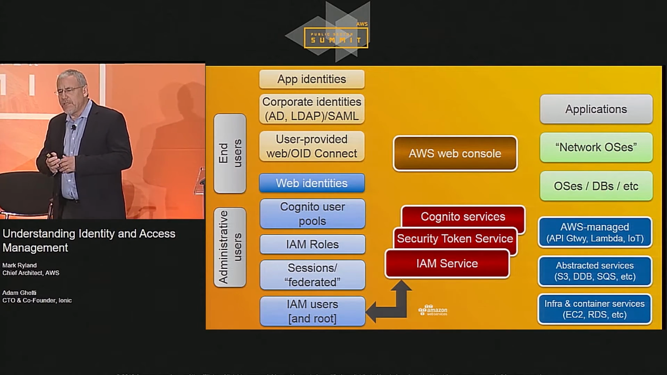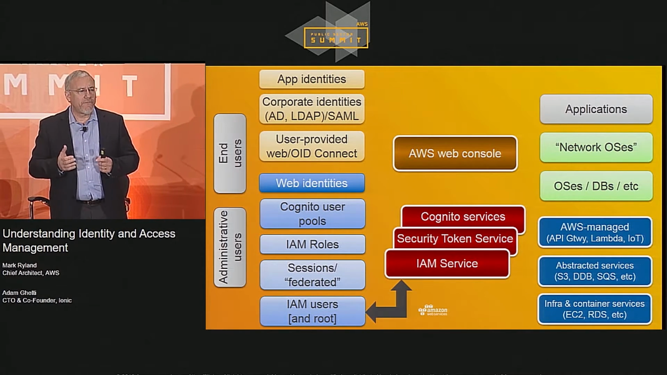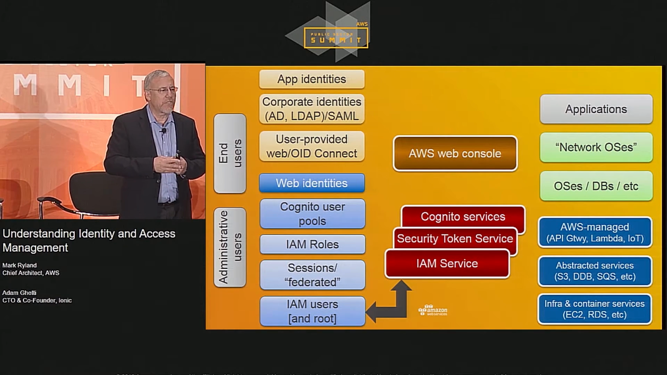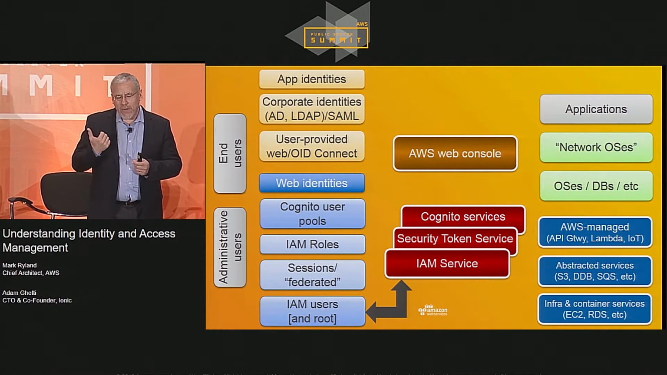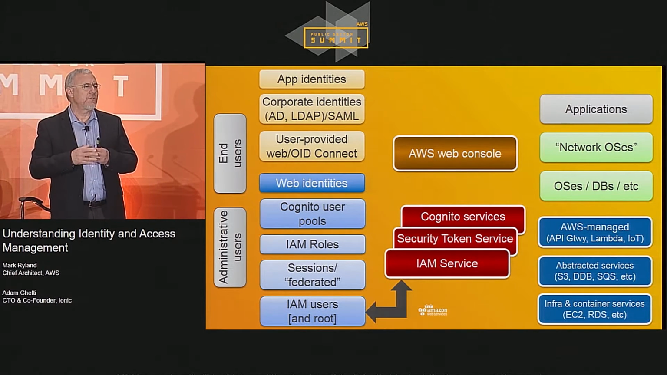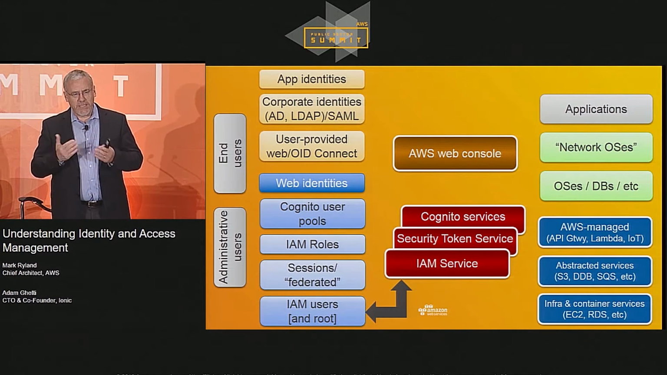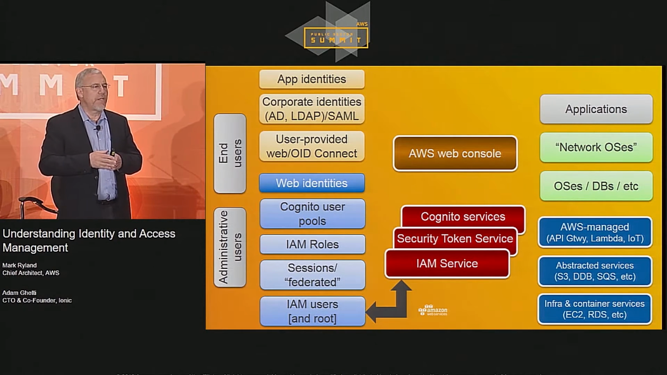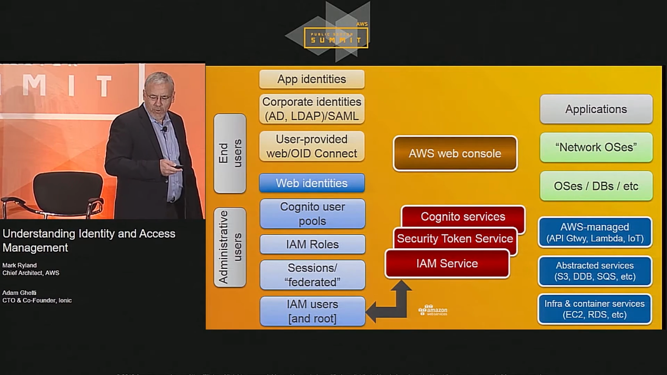And in the middle is the Identity Access Management Service itself, as well as a component we'll talk a lot about, the Security Token Service. And then something I won't talk much about today, but there's another layered service there called the Cognito Service, which provides identity-related services, particularly optimized for mobile technology.